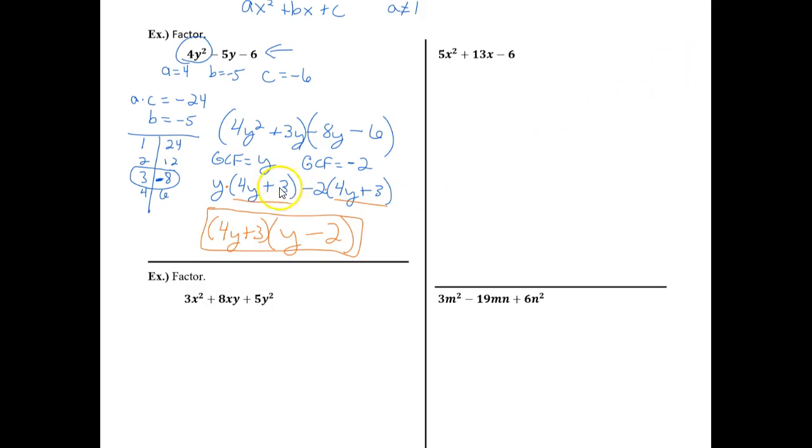A couple things to note. It does not matter the order that you put the two factors in. So I put my 3y first and then my negative 8y. I could have put negative 8y and then a 3. Doesn't matter. I would have just ended up with the y minus 2 factor here instead of the 4y plus 3. And it doesn't matter the order that I write these factors. Y minus 2 could go first, and then the 4y plus 3, right? Multiplication is commutative.